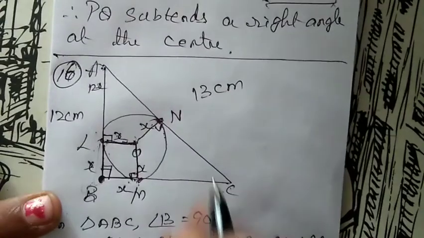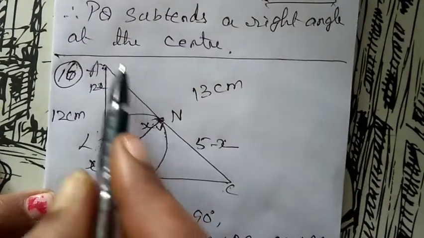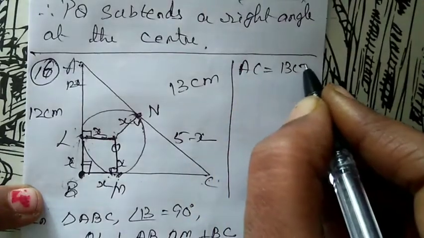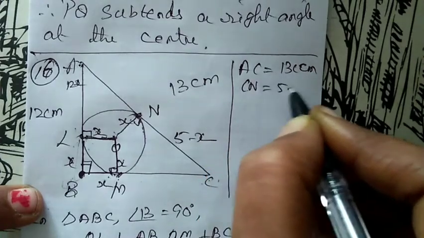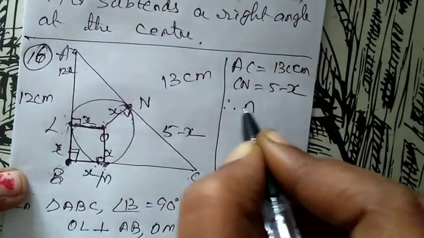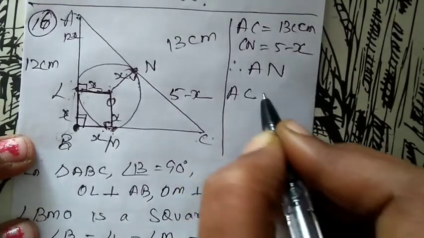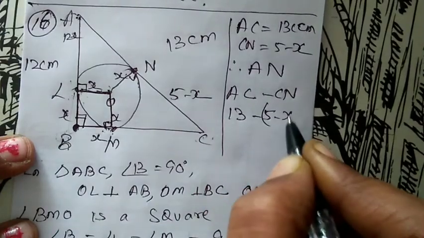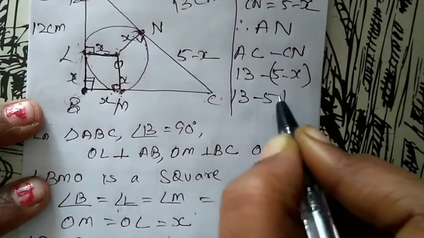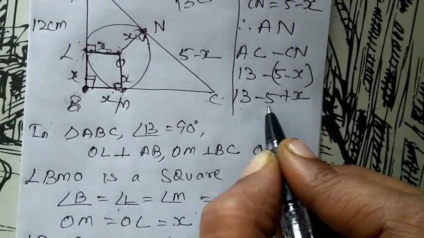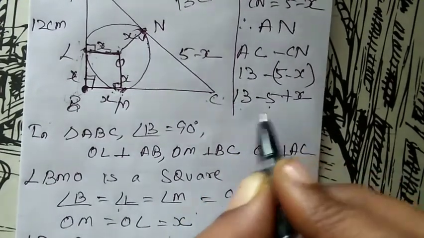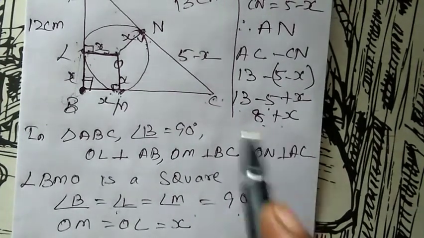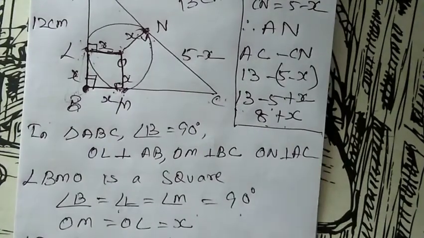Now you see the diagram. When we got CN as 5 minus x, the whole AC is 13. CN is 5 minus x. Therefore, what is AN? From the full AC, we have to subtract CN. That is 13 minus of 5 minus x. 13 minus 5 plus x. 13 minus 5, you will get it as? So, we will get it as 8 plus x.